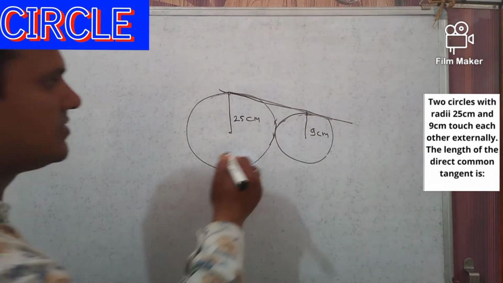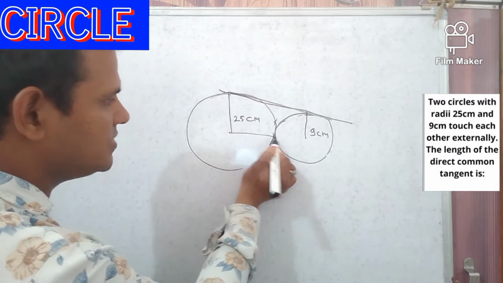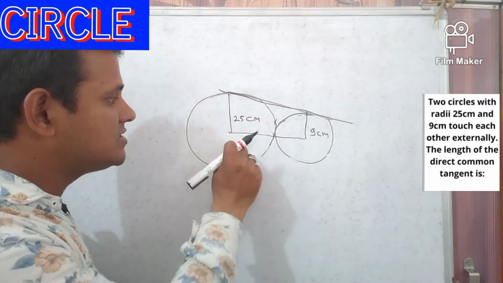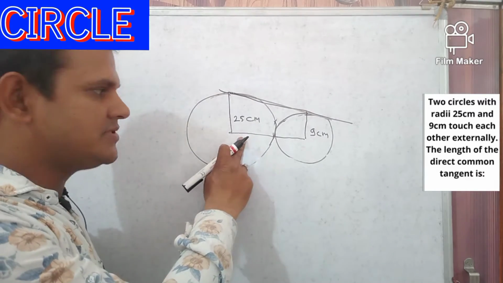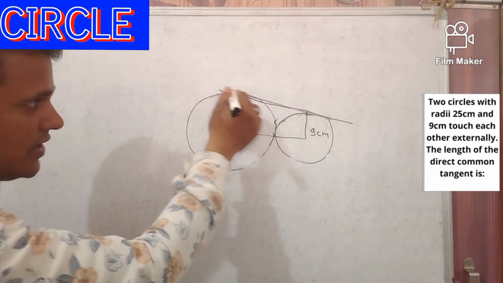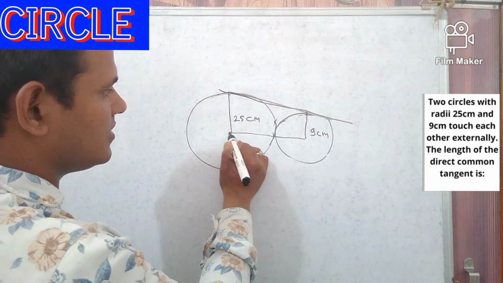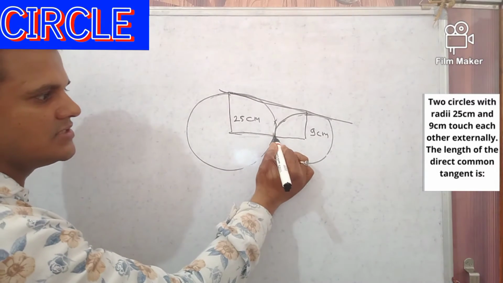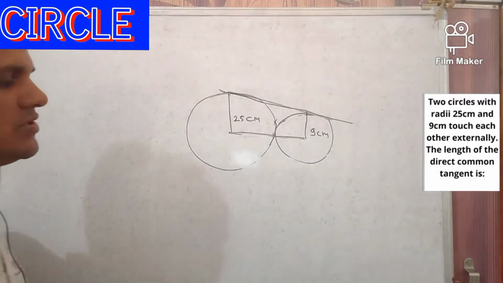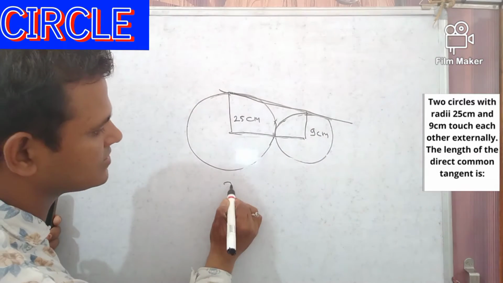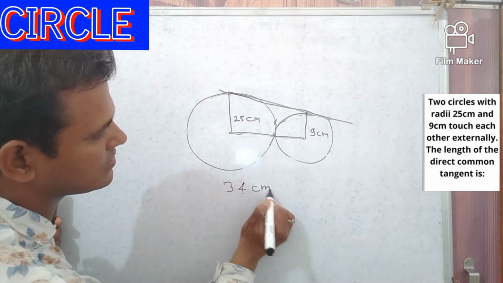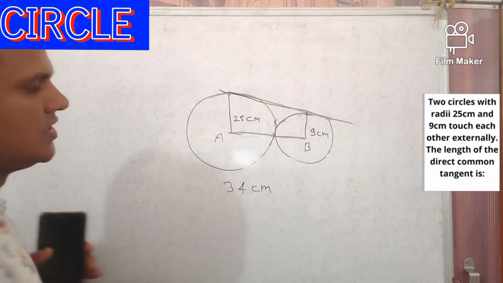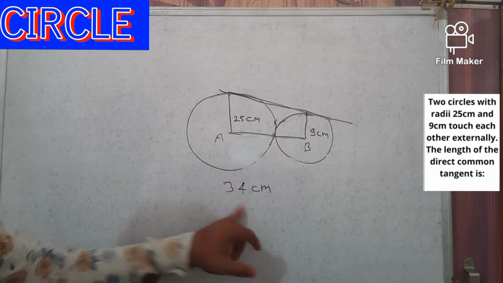So dear friends, this is a radius of this circle and this is a radius of this circle. This radius is equal to 9 centimeter and this radius is equal to 25 centimeter. The total length is 25 plus 9, so this will be 34 centimeter. Suppose this point is A and this point is B. So the total distance is 34 centimeter.